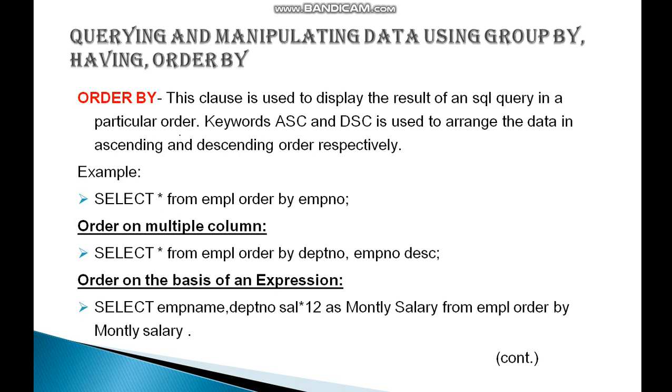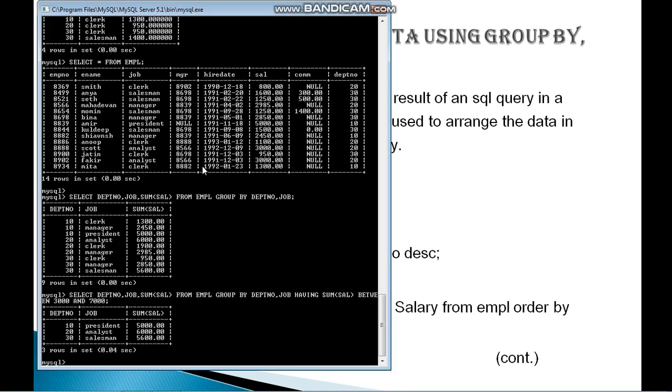If you want to arrange in ascending order, even if you don't use any keyword, by default it will use ascending. And if you use the keyword ASC, then it will be arranged in ascending order. If you want to display in descending order, from bigger to smaller, then we have to use the keyword DESC. Okay, so if you write select star from employee order by employee number, now look at here.